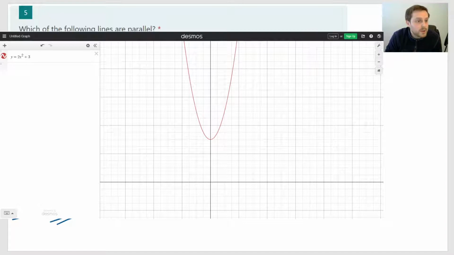Okay, so y equals 2x squared add 3. Quadratics, which is when it's got the squared in it, when the highest power is a 2, give a sort of a U shape, not a straight line.